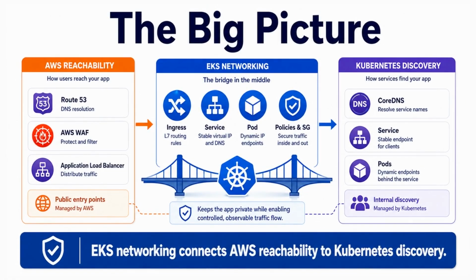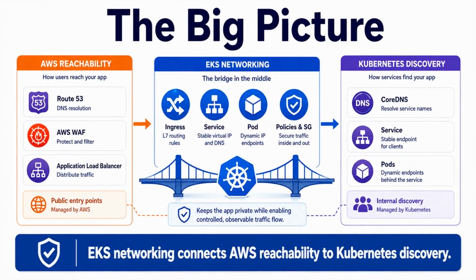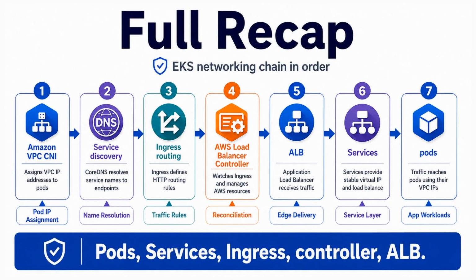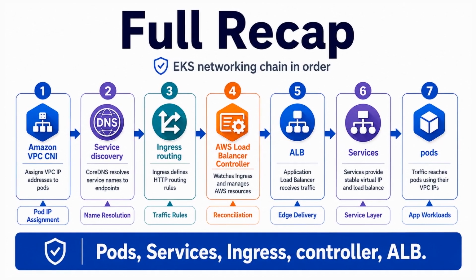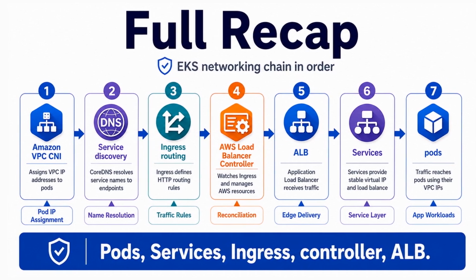If you compress the whole model into one sentence, EKS networking is the handoff between AWS infrastructure reachability and Kubernetes service discovery. Pods get VPC IPs from Amazon VPC CNI. Services provide stable discovery. Ingress describes HTTP routing. The AWS Load Balancer controller turns those rules into an ALB, and the ALB drives traffic to services and pods.